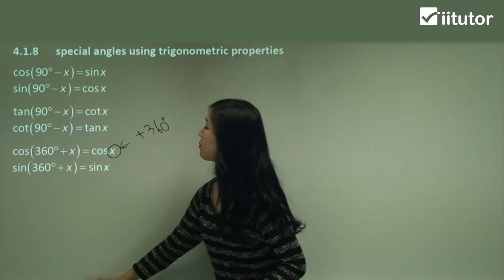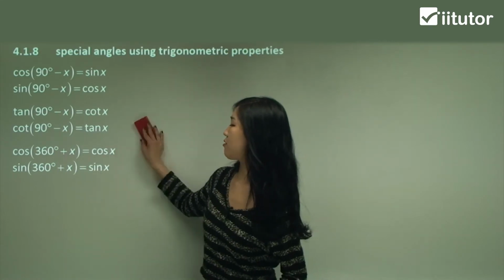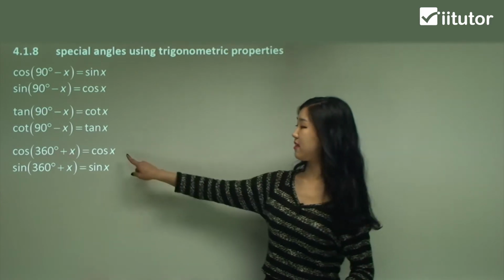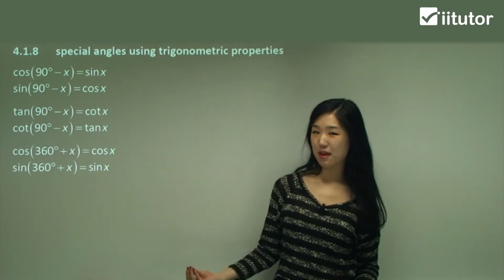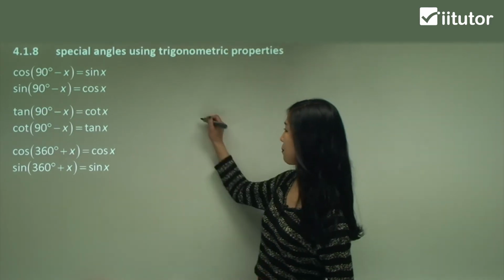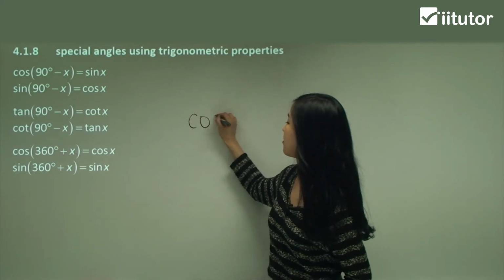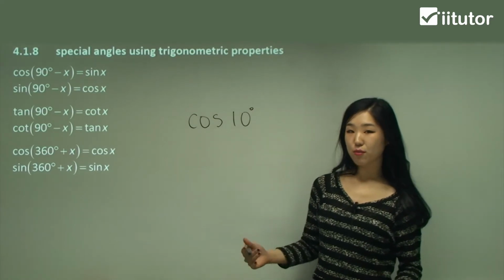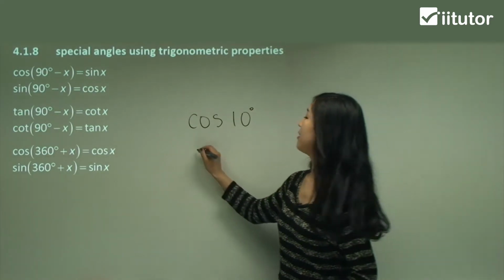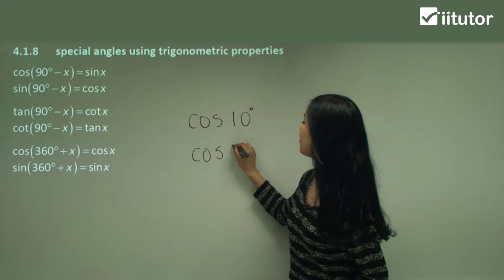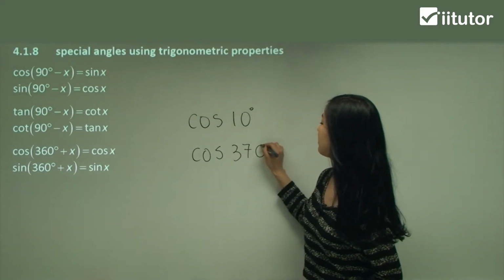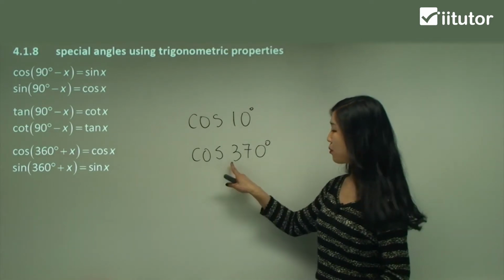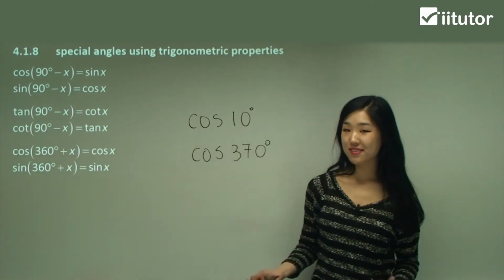Because one period of cos is 360, no matter how many times you add 360 to x, it's actually the same answer. So if I give you a quick example, say I have cos 10 degrees. If I add 360 to 10, it will be cos 370 degrees. Put this one in the calculator and put this one in the calculator. You'll get the same answer.